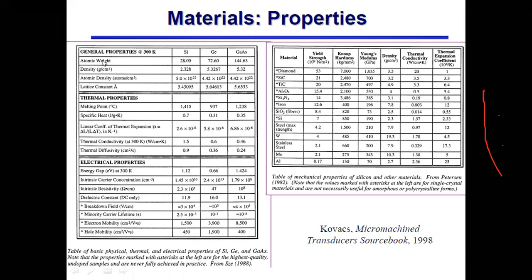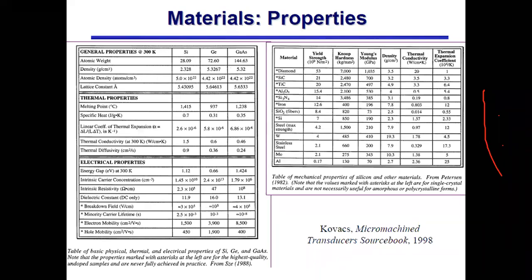These are the physical properties: atomic weight, density, atomic density, lattice constant, that is a, for silicon, germanium, gallium arsenide. These are the thermal properties of these wafers, and these are the electrical properties. So these are the three materials from which we normally make wafers, and those wafers are available in the market.